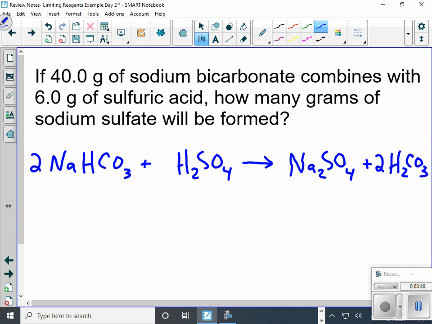Now, the problem here, ladies and gentlemen, is that it tells me in the problem that I have 40 grams of this reactant and I have 6 grams of this one. Do you think that 40 grams is going to react with exactly 6 grams? Probably not going to happen like that. So one of these is going to be extra. One of them will be limiting.